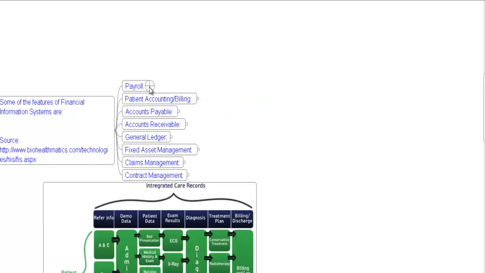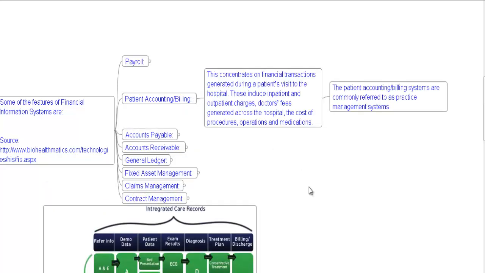Now let's see the next: patient accounting and billing. This concentrates on financial transactions generated during a patient visit to the hospital. This includes inpatient and outpatient charges, doctor fees generated across the hospital, and the cost of procedures, operations, and medication. Patient accounting systems are commonly referred to as a practice management system.